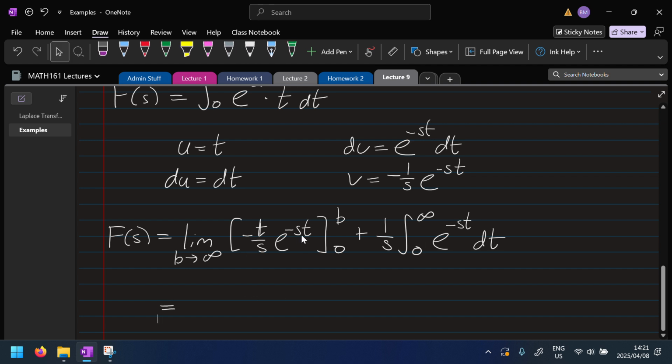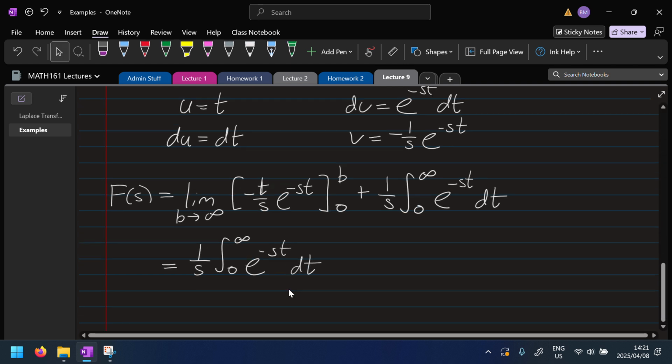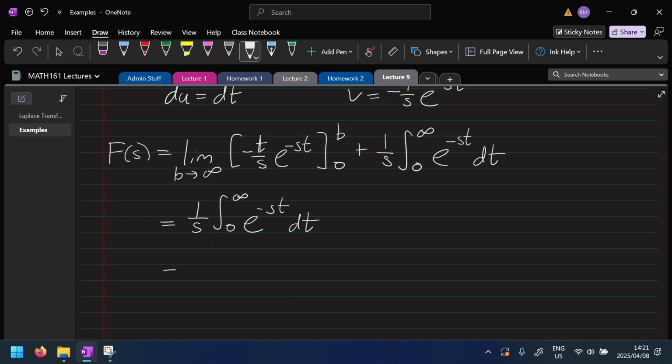Now for the limit here, either with b going to infinity, or substituting 0, we end up with 0. And then we get 1 over s times the integral from 0 to infinity of e to the minus st dt. We did this one already, so I'll just put the answer down. That will be 1 over s squared. So we get 1 over s from this prefactor, and 1 over s from the integral that we did before, so we get 1 over s squared. And again, just remember to make notes of that.